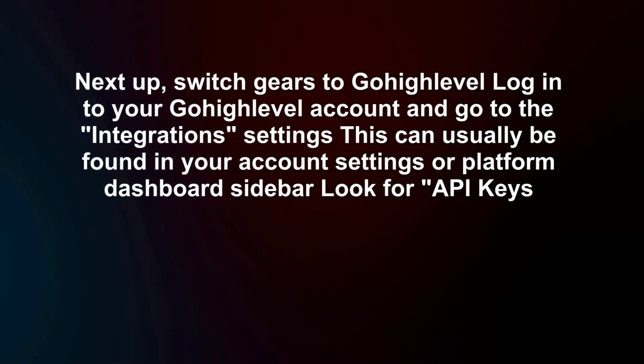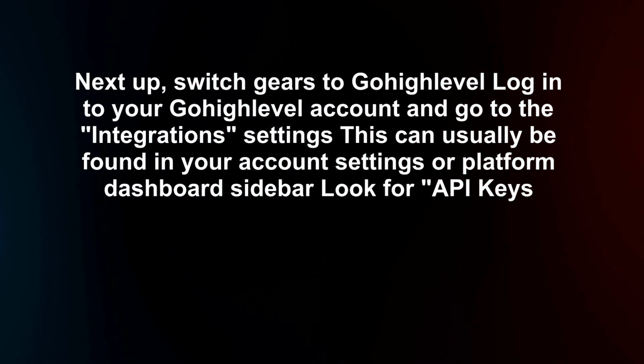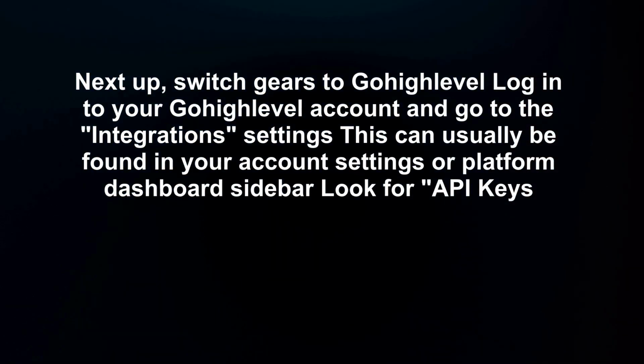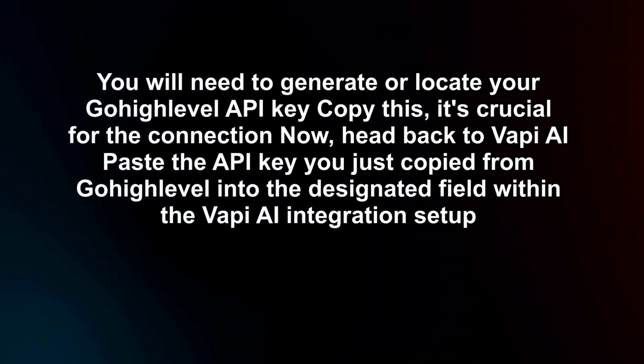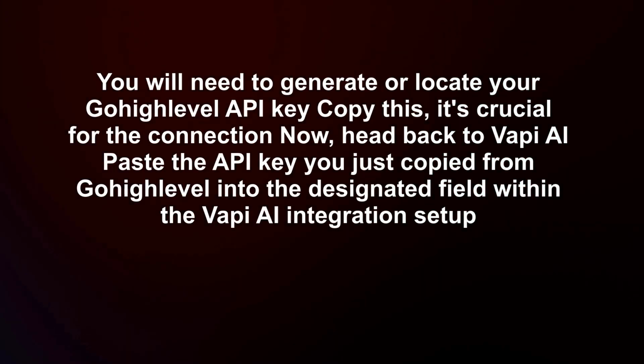Next up, switch gears to Gohighlevel. Log into your Gohighlevel account and go to the integration settings. This can usually be found in your account settings or platform dashboard sidebar. Look for API keys. You will need to generate or locate your Gohighlevel API key. Copy this. It's crucial for the connection.